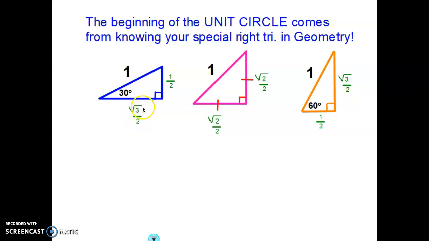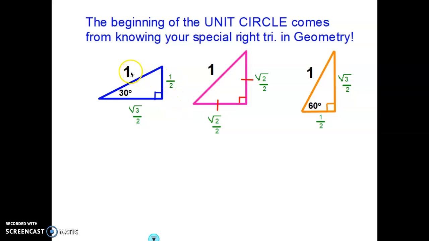I also asked you to remember the decimal point. Do you remember this decimal point? I hope you said 0.8660. Do you remember this decimal point? I hope you said 0.7071. Notice I've color-coded these triangles because that's going to be coming up later on in today's video. And if you don't know these, you should. These come from your special right triangles.